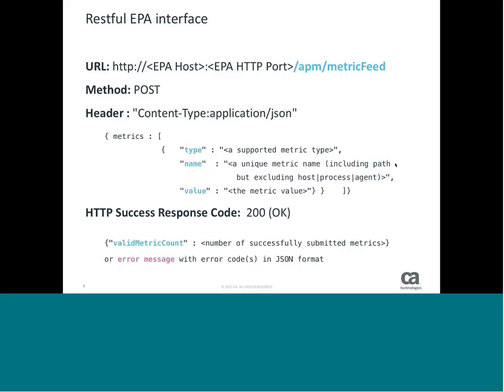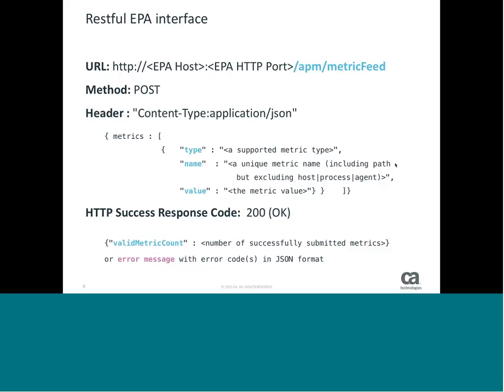In Interscope 9.7.1, so in Service Pack 1 of 9.7, we introduced the RESTful EPA interface. That means you need to run EPAgent of at least version 9.7.1. There's a URL, so you have the EPA host, and you have the HTTP port that we mentioned before, and /APM/metricfeed. You have to post your values there.